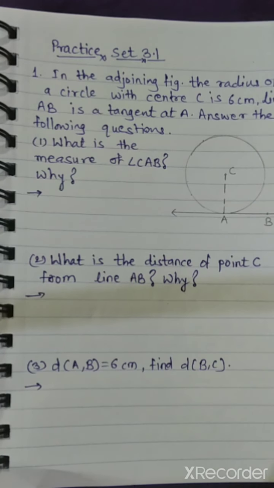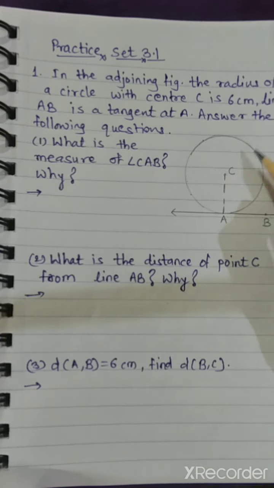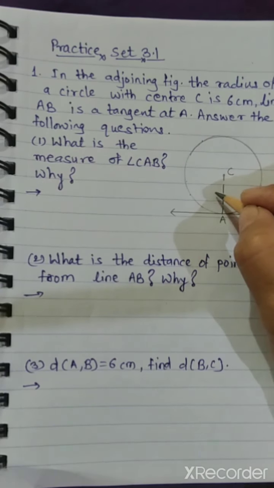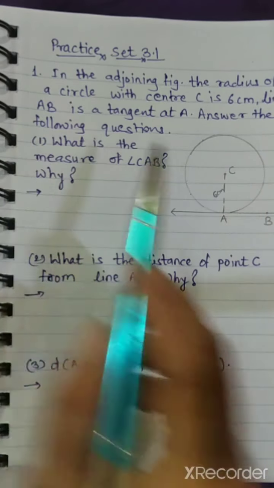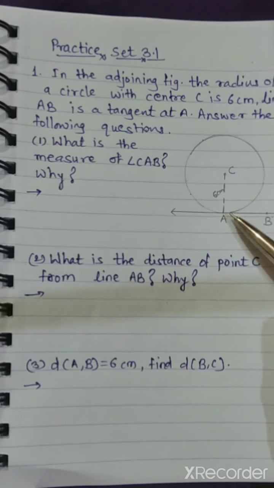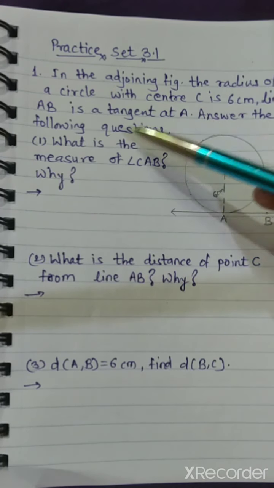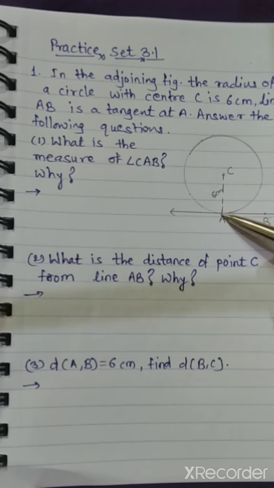In question number 1, in the adjoining figure, the radius of a circle with center C is 6 centimeters. Here the radius is 6 centimeters, which means the distance between C and A is 6 centimeters. Now line AB is a tangent at the point of contact A. Answer the following questions. What is the measure of angle CAB? You have to find the measure of angle CAB, this angle.